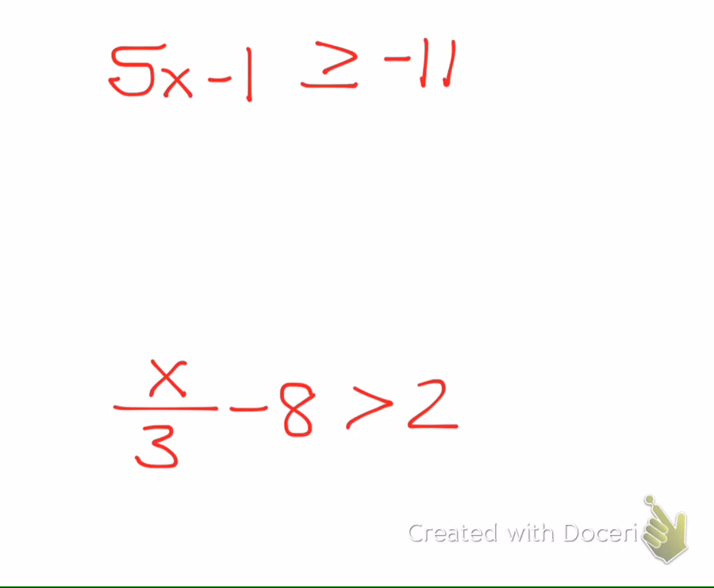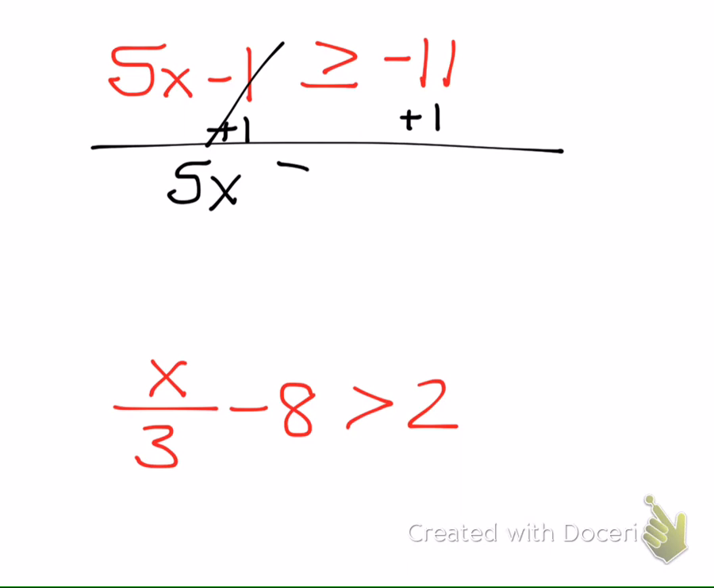Now on that first one, what's the first step you're going to do to start getting x by itself? Yeah, add 1, right? Add 1 on that side, add 1 on that side. 5x is left on that side. The sign stayed the same. Negative 10 on that side. Divide both sides by 5. X on that side, negative 2 on that side. Now the question on this one is, does the sign flip or not?